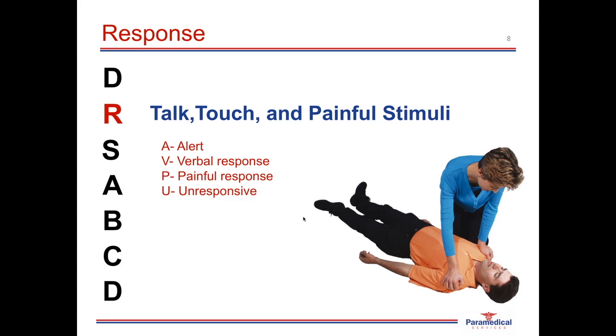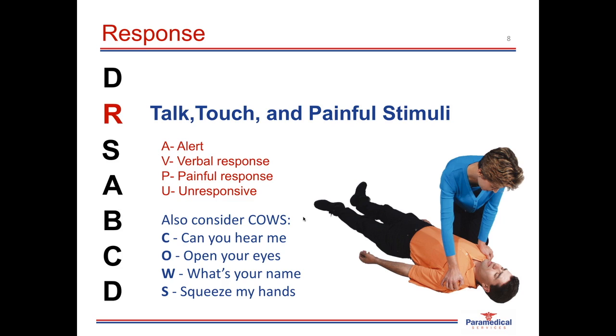If their eyes are not open, you can get down next to the patient, give their shoulders a squeeze, and try and elicit a response. You can also consider the COWS technique, whereby you call out to the patient, ask them, "Can you hear me? Open your eyes. What's your name?" And then place your hands in theirs and ask them to squeeze your hands.